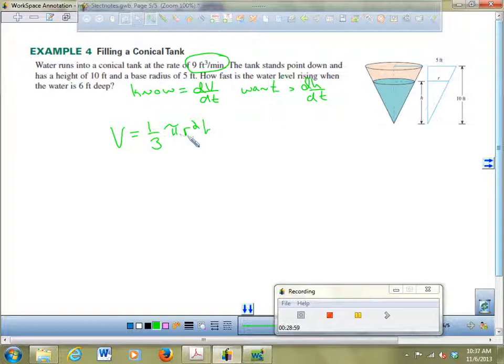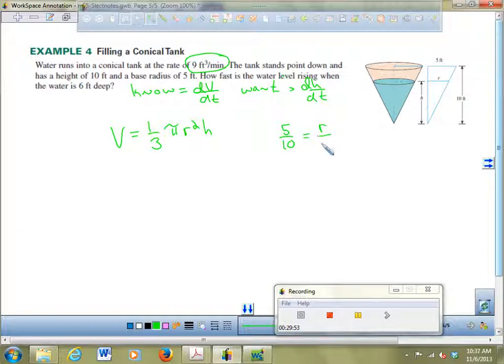Which is not too bad, because look, they draw this little triangle here, and do you understand that this filled in part of the cone is similar to the cone itself? Remember this from geometry? So now you could write a proportion. What's a proportion I could write based on this? 5 is to 10 as r is to h, right?